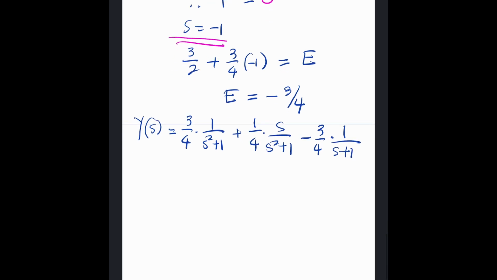So by inverse Laplace, y is equal to, what is the inverse Laplace of this? This is cosine, this is sine omega x. So sine x, so just 3 fourths sine x plus 1 fourth cosine x minus 3 fourths e to the negative x. So that's the answer.